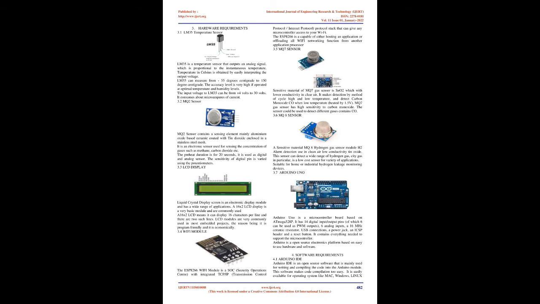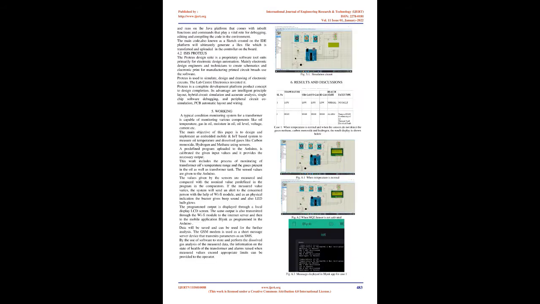3.5 MQ7 sensor. The sensitive material of the MQ7 gas sensor is SnO2, which has lower conductivity in clean air. It makes detection by the method of cycling high and low temperature, and detects carbon monoxide, CO, at low temperature, heated by 1.5 V. The MQ7 gas sensor has high sensitivity to carbon monoxide. The sensor could be used to detect different gases containing CO. 3.6 MQ8 sensor.